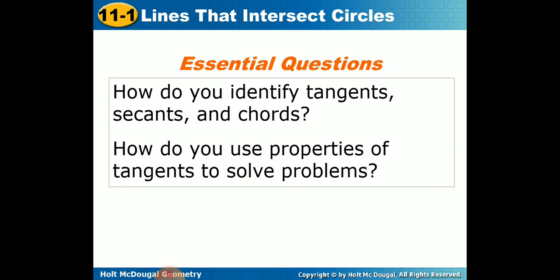Today we're going to talk about circles. We have some vocab that we have to know. We are going to talk about lines that intersect circles. So we have two important questions: How do you identify tangents, secants, and chords? How do you use properties of tangents to solve problems?